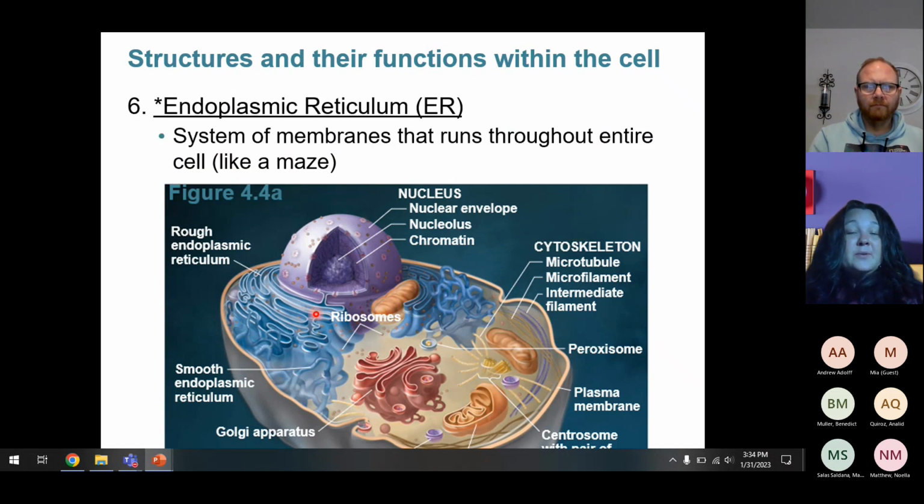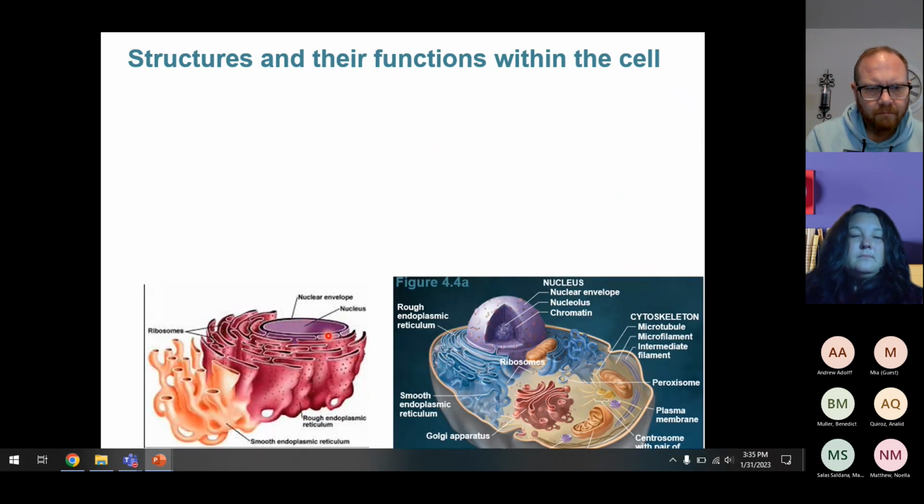Next, the endoplasmic reticulum. That's this sort of maze-like structure of membranes that runs throughout the cell. This kind that looks like funnel cake is called the smooth endoplasmic reticulum. And the rest of it that looks like a maze is called the rough endoplasmic reticulum. And the smooth and the rough have different functions. And I want you to notice that they're attached to the nucleus right there.